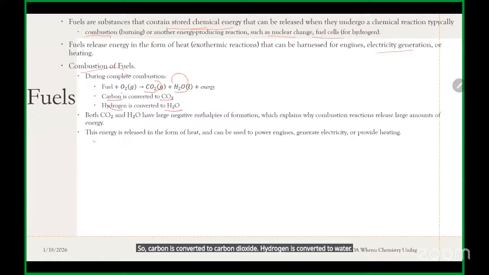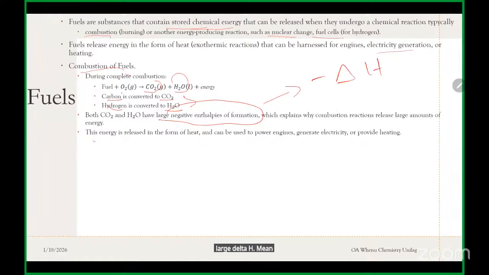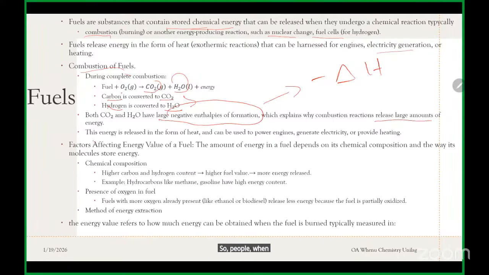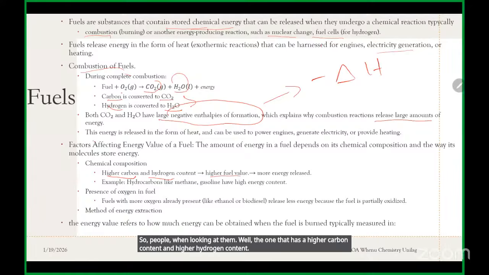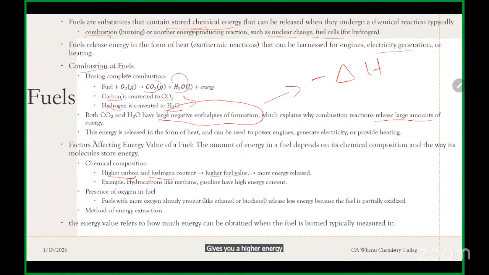These two reactions have large negative enthalpies of formation, large delta H, meaning that they release large amounts of energy. So when looking at fuel, the one with higher carbon content and higher hydrogen content gives you a higher energy value. And that is why crude is of serious importance nowadays.